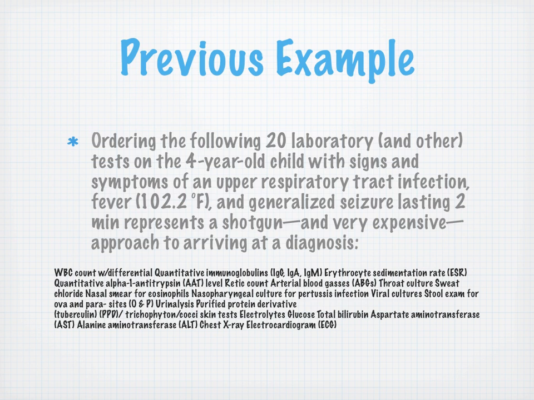And in using our previous example, ordering the following 20 lab tests on the 4-year-old child with signs and symptoms of the upper respiratory tract infection. This is the kid from the previous slide that had the 102.2, and generalized seizure lasting 2 minutes. That represents a shotgun and very expensive approach to arriving at a diagnosis if we were to use all the tests that I've listed here.